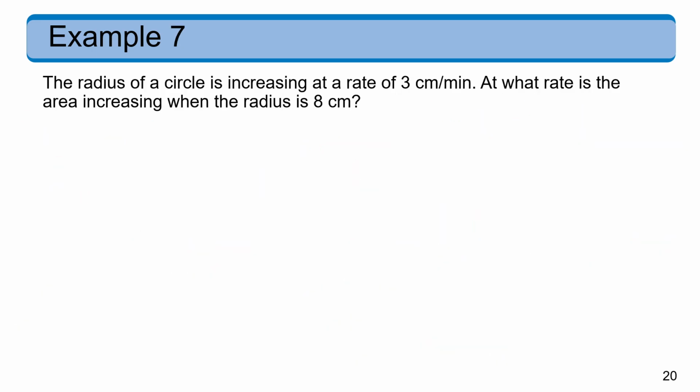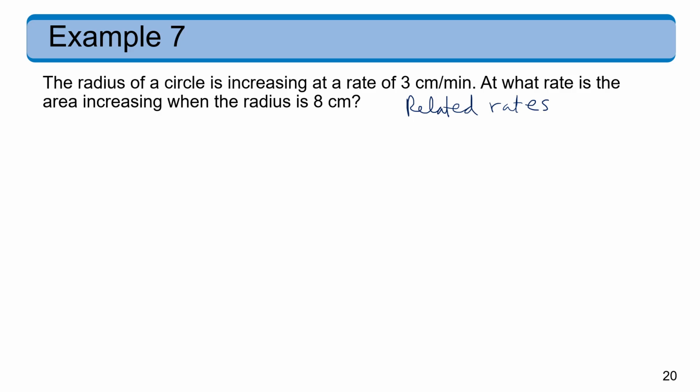We're told the radius of a circle is increasing at a rate of 3 centimeters per minute, and then we're asked to find the rate that the area is increasing when the radius is 8 centimeters. So first you need to recognize this as being a related rates problem. Notice they gave us one rate, the rate at which the radius is increasing, and they asked us to find another rate, the rate that the area is increasing, and those two rates are clearly related to each other.